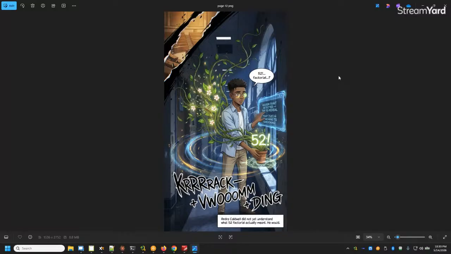I don't know, but I think 52 factorial is a few trillion times faster than the speed of light, right? So if you apply that to your plant growth ability cooldown time, now your cooldown time has gone from one month to instant. Like you have no cooldown time. All right, so that's the end of chapter one.